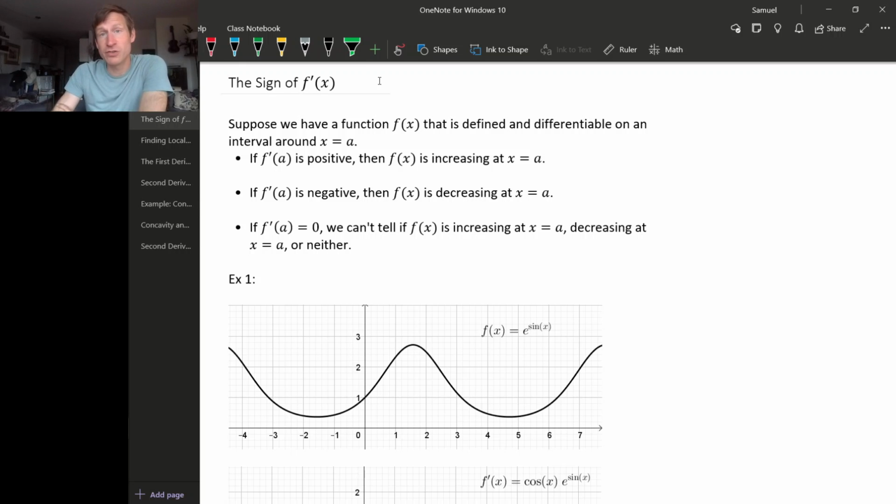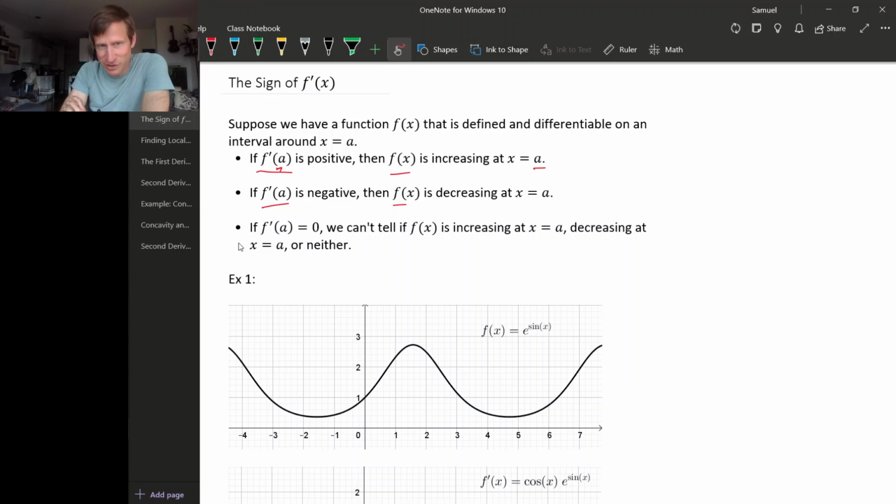One of the things that we've noticed so far is that if the derivative of a function is positive at some x value a, that means that the function itself is increasing at that x value. If the derivative of a function is negative at some x value, then the original function is decreasing at that x value. And if the derivative is 0, then we can't actually tell if it's increasing or decreasing or neither.